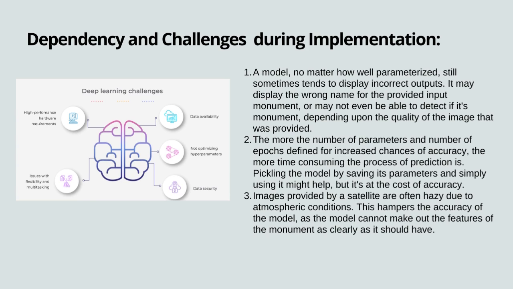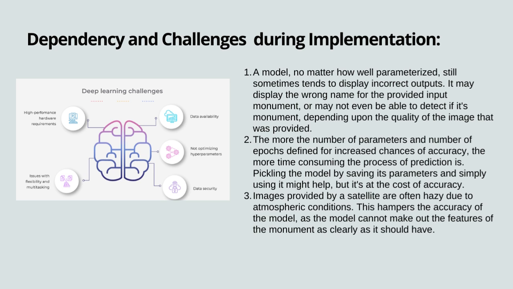As elaborate as a deep learning algorithm seems, it also has a bunch of challenges up its sleeve. For one, a model, no matter how well parameterized, still sometimes tends to display incorrect outputs. As they say, to err is human. Hence, it is natural to assume a man-made machine to commit errors too.